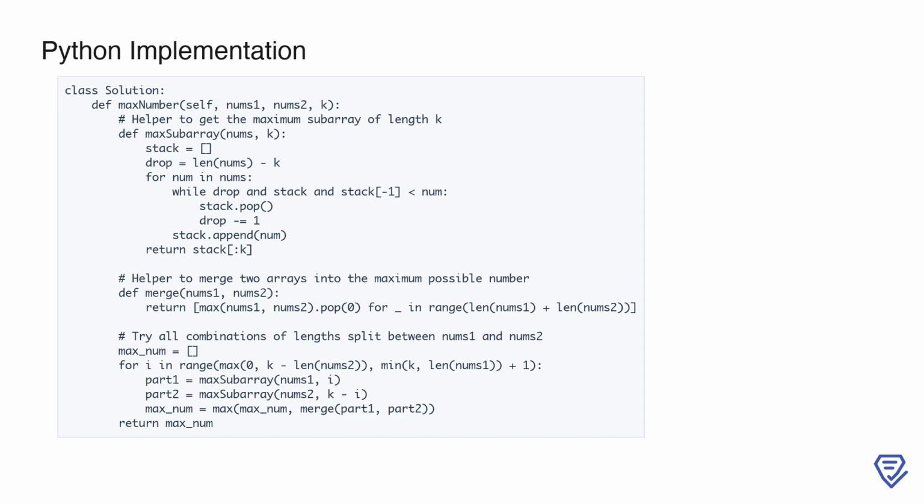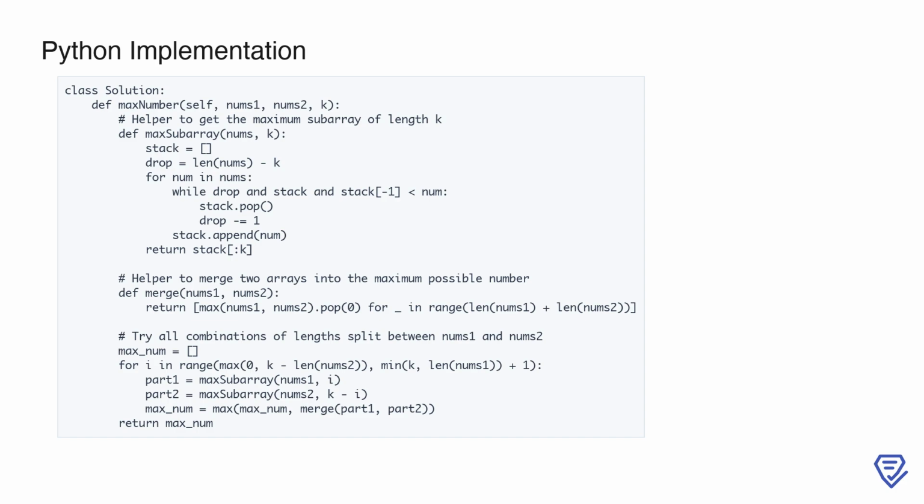relative order. First, the maxSubarray function extracts the maximum subarray of a given length k from a single input array. The algorithm uses a stack to build the subarray greedily, removing smaller elements when a better candidate appears, as long as the total number of elements removed doesn't exceed the allowable limit. Next, the merge function combines two arrays into the lexicographically largest array possible. It works by repeatedly choosing the larger leading element from the two input arrays until both are exhausted.